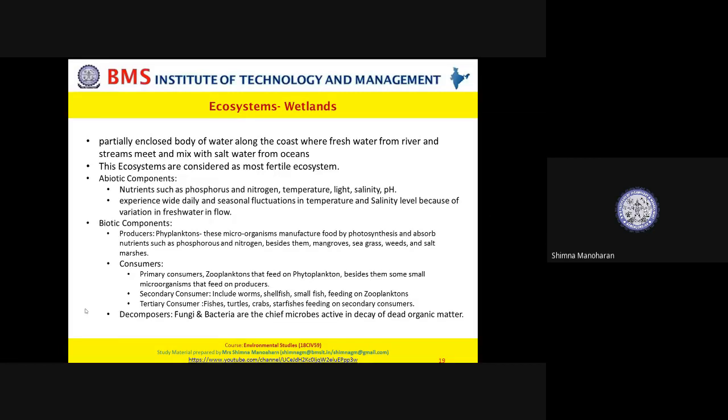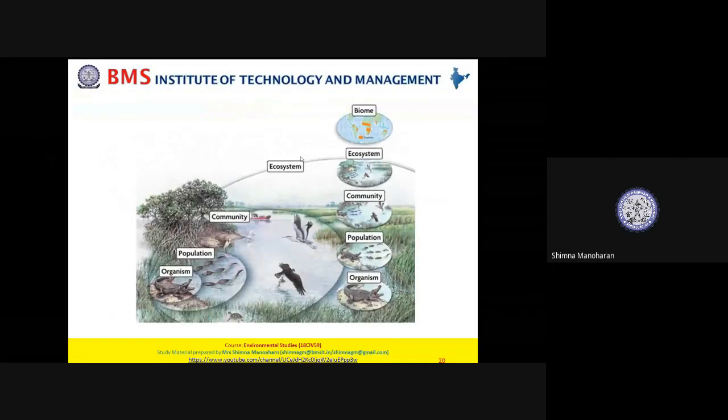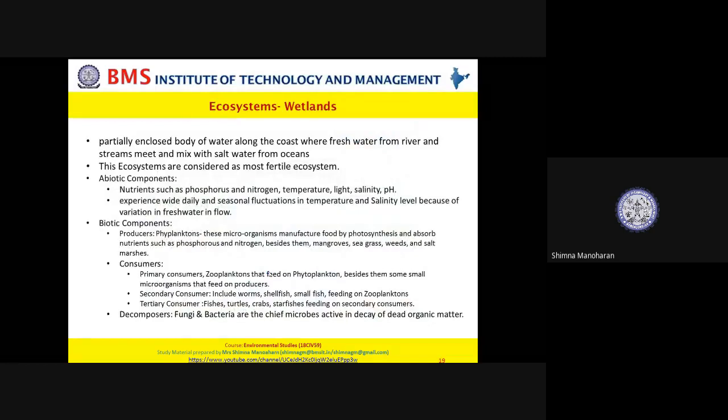Okay, so wetland is where the fresh water from the river and the stream mixes with the salt water from the ocean. So these are considered to be the most fertile ecosystem. Okay, so they are biotic. Let me see if I have a picture of a wetland. I don't think I have a good picture of a wetland.